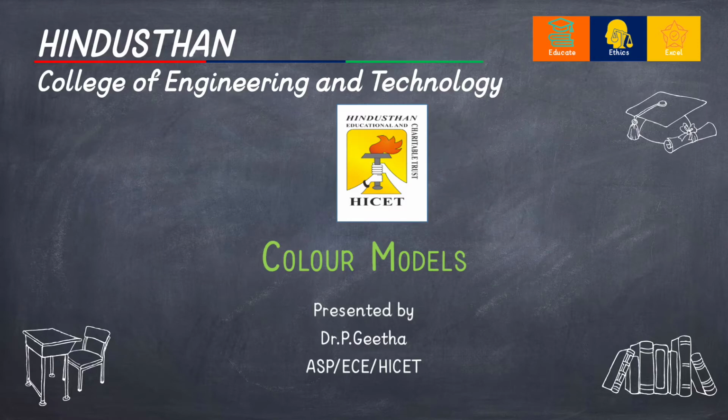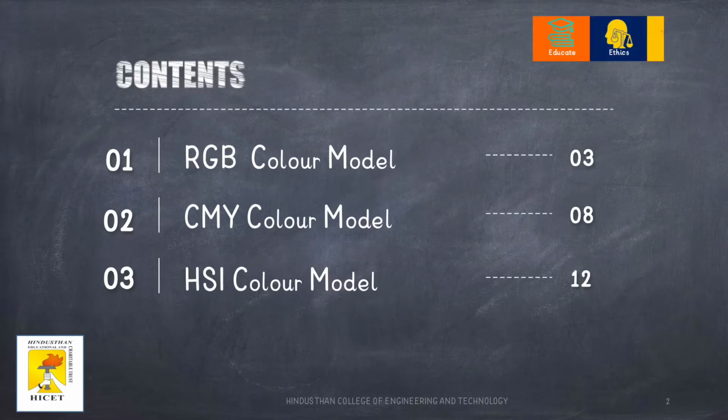In this session, let us see about the various color models. Color models provide a standard way to specify a particular model by defining a three-dimensional coordinate system and a subspace that contains all constructible colors within a particular model. Any color can be specified using a model.